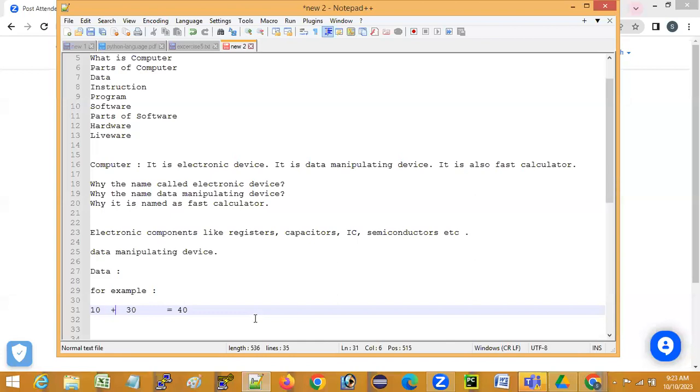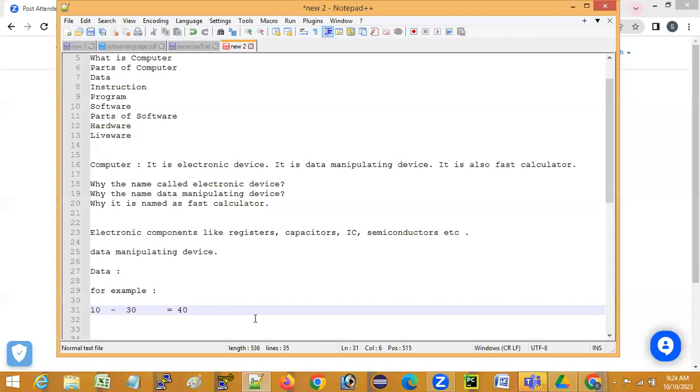Now, instead of that multiplication symbol, I will give the plus symbol. Then definitely you are going to get the result you are expecting. So this is called data. Whatever symbols we have, these are all called data. But if what we enter is not according to what we require, that is not data.